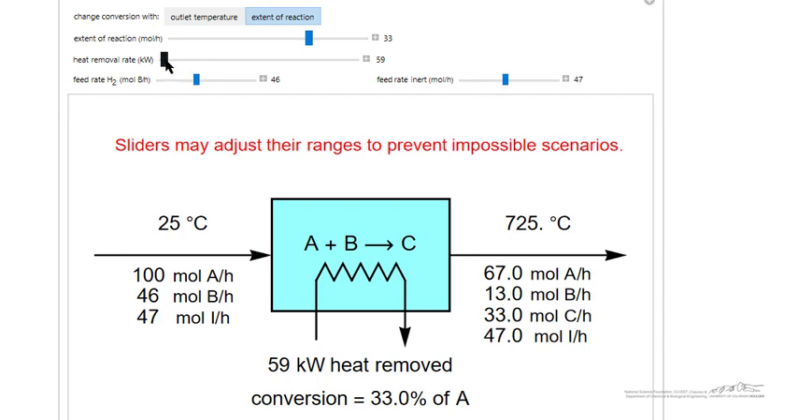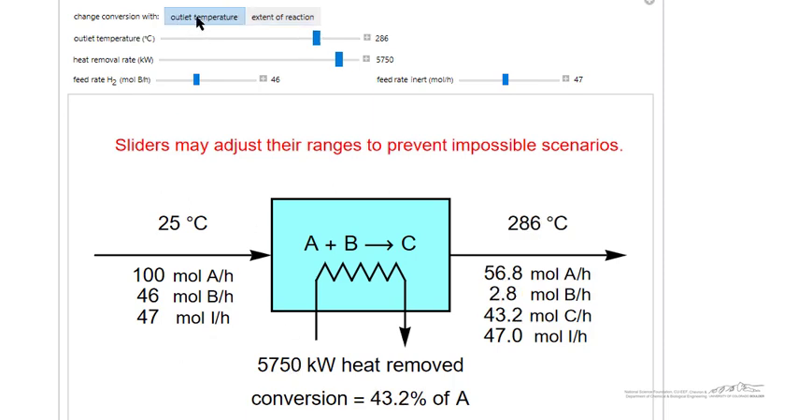Well, I can also increase the heat removal rate, and of course that drops the temperature, and I can drop the temperature all the way down to 25 degrees if I remove a very large amount of heat.